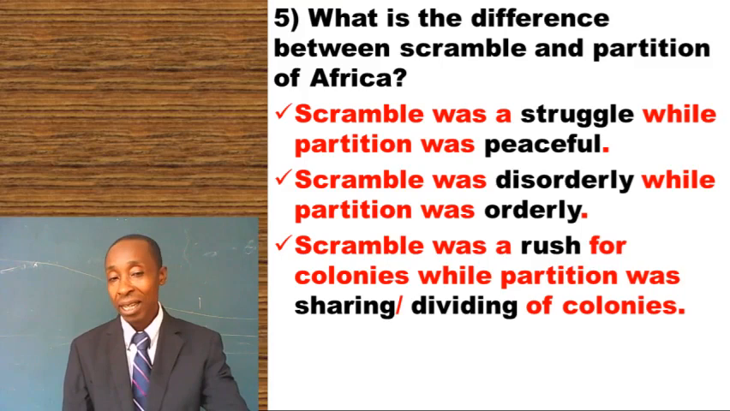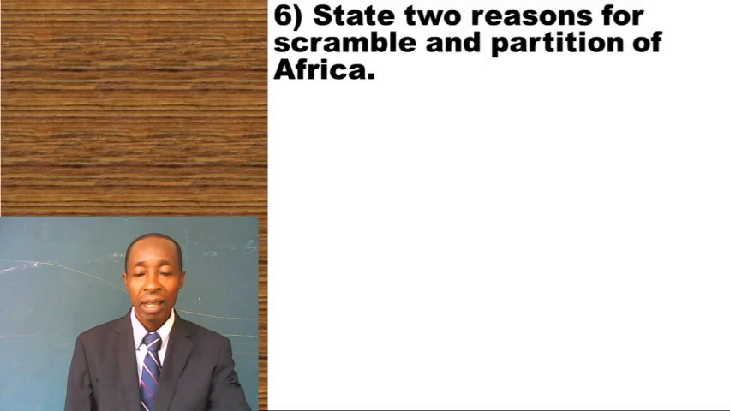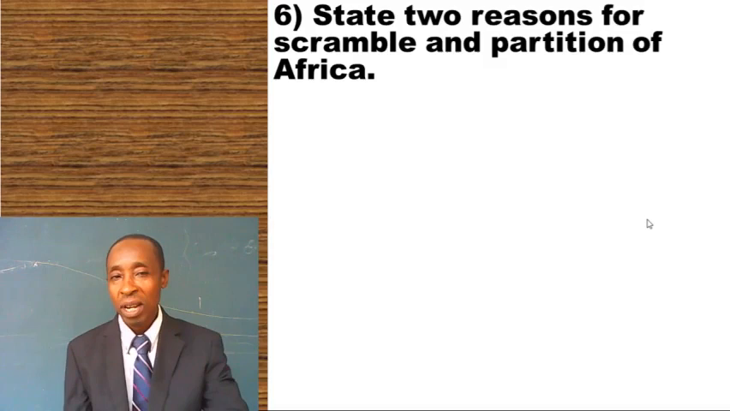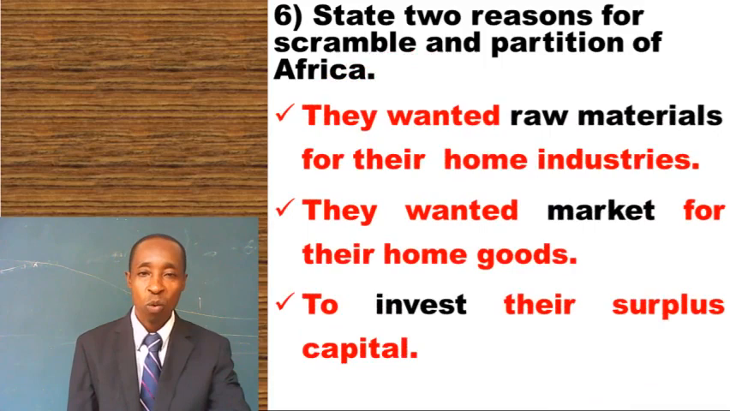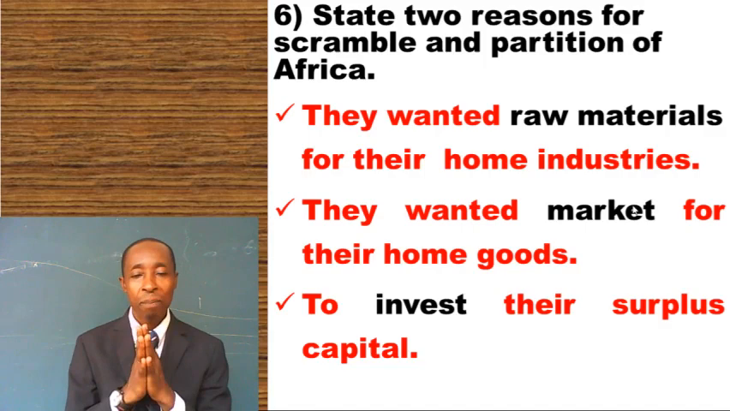Equally, understand that. The last piece here is: state two reasons for scramble and partition of Africa. Still, if you go back to our notes, we had many reasons for scramble and partition. There are quite many. Let's see them. I'm pouring them at once, simply because the first slide has the economic factors. Remember, we subdivided these things, and what is in blue are the gists, the aspects that make us recall those from the economic wing.